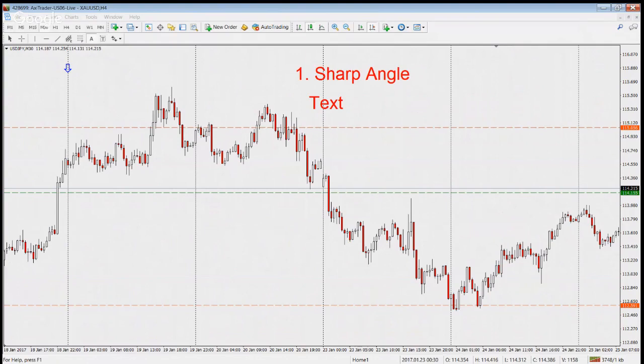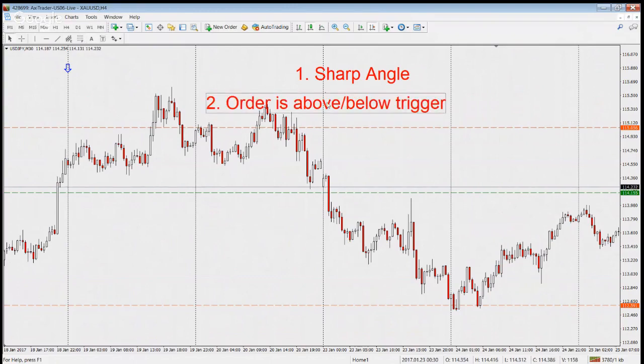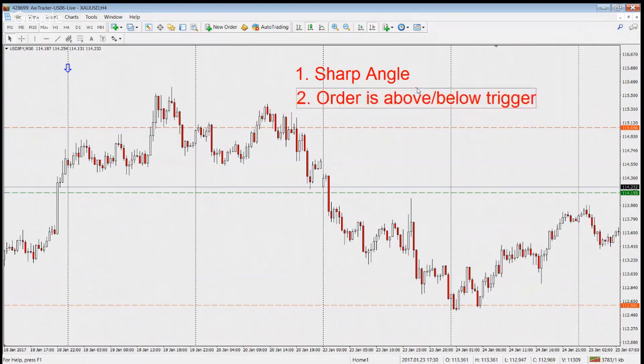is the order is above or below your trigger candle, right? And you're playing off of support and resistance.